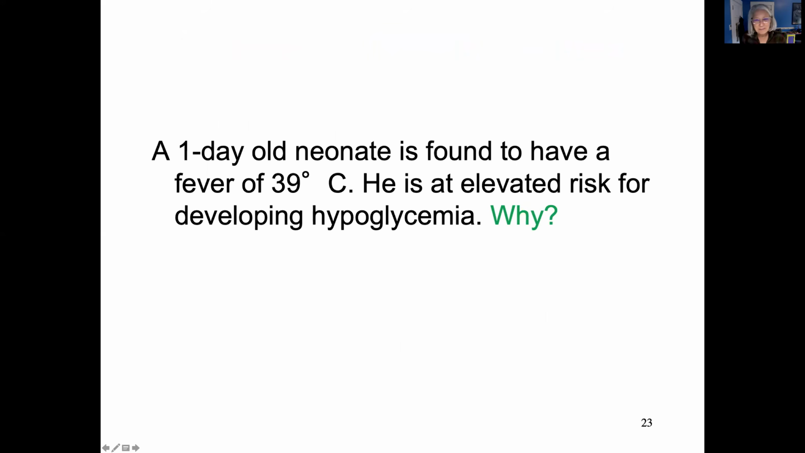Okay, so one last thing. Let's put this in a little bit of a clinical context. We have a 1-year-old neonate who is found to have a fever, 39 degrees C, so about a 2 degrees Celsius fever. He's at elevated risk for developing hypoglycemia, so he should be watched very carefully to see if he develops hypoglycemia. So why is this? Why would a fever lead to something like hypoglycemia?